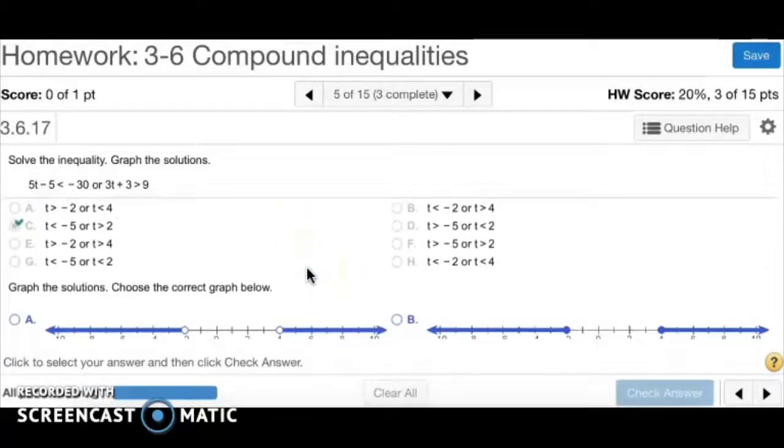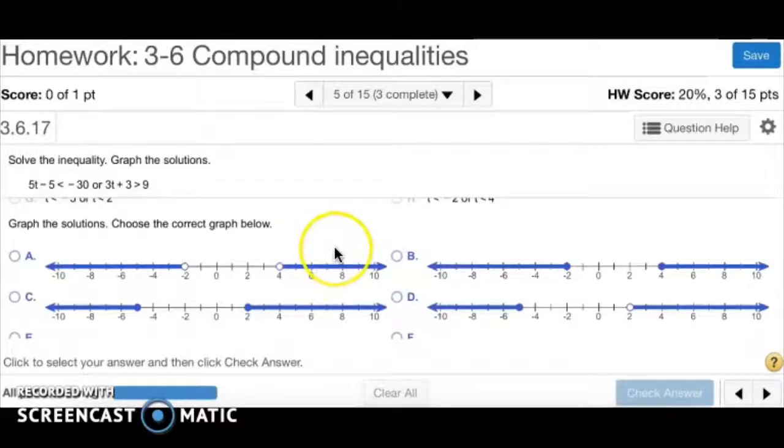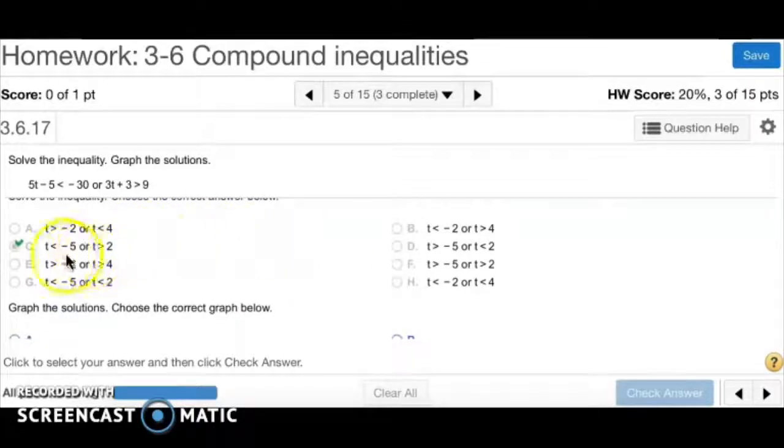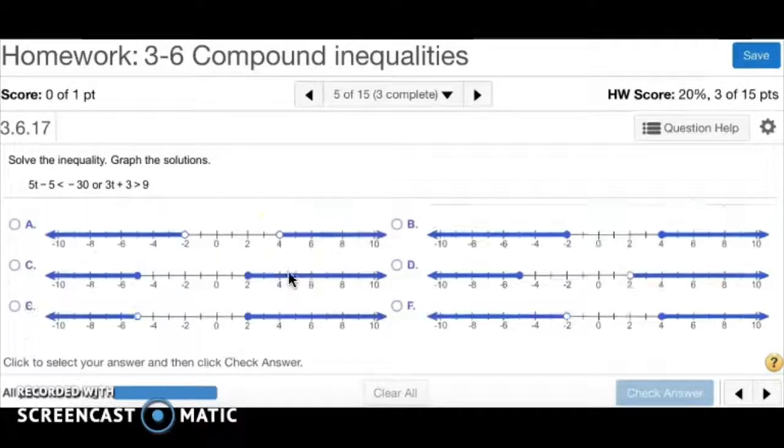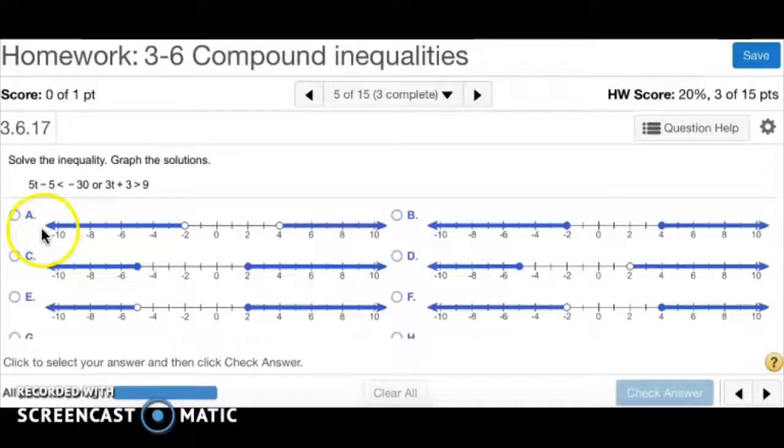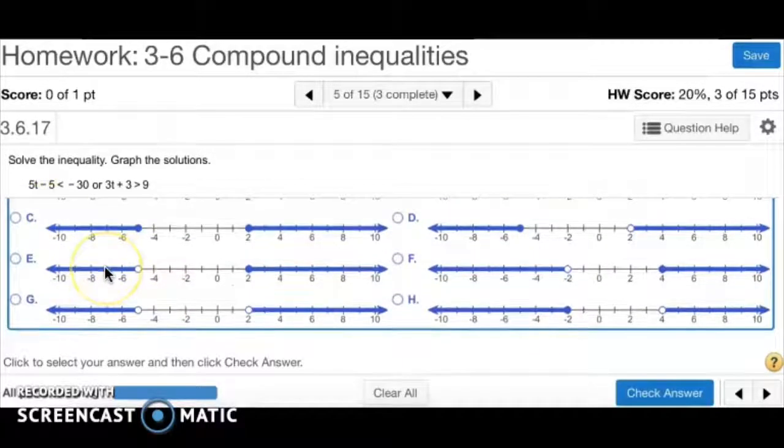Now to graph it, when it's an OR statement, our solutions can be on one side or the other side. So they're going two separate directions. It's a disjunction, plus they're not connected. Now they're both non-equal to inequalities, so that means open circles. So that tells me it has to be A or G.